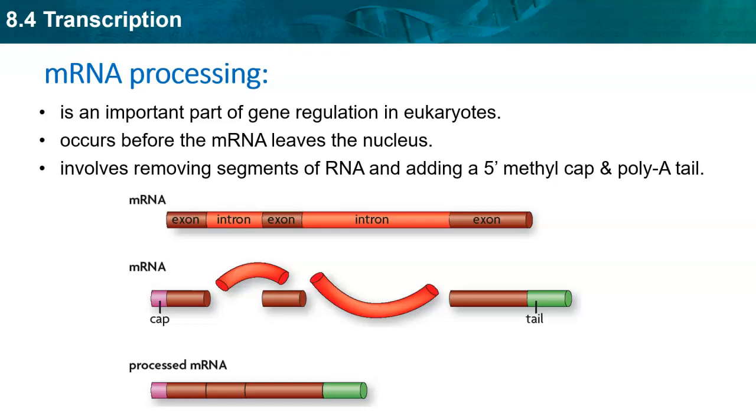And processing itself is going to involve removing some segments of RNA and leaving the other ones behind, and also the addition of what we call a 5' or methyl cap on the 5' end, and this tail on the opposite end that is essentially just a bunch of adenine nucleotides, somewhere between 50 and 250 A's just added to the end of our mRNA strand.